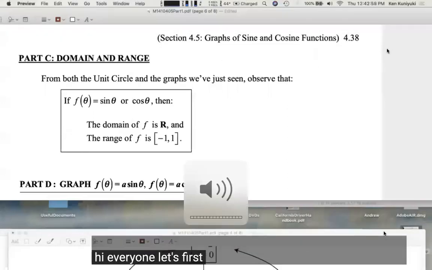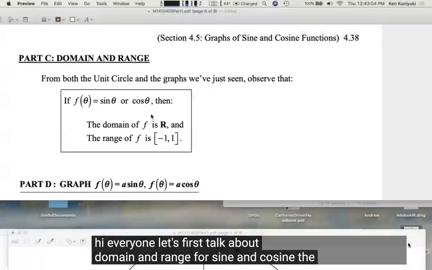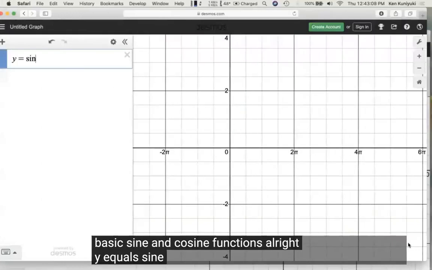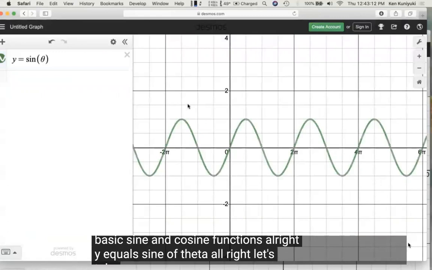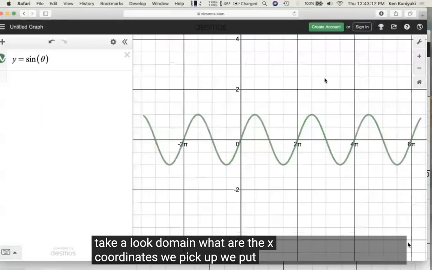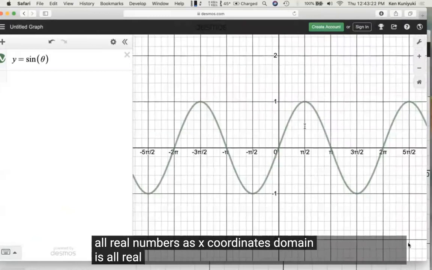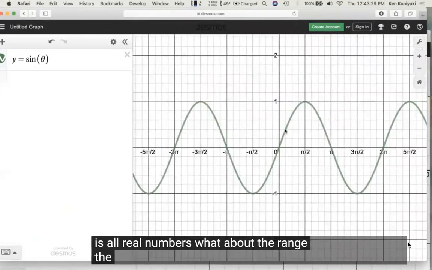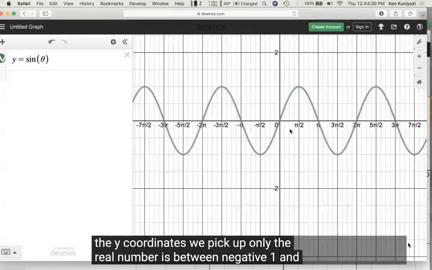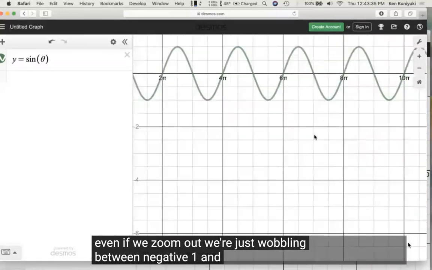Hi, everyone. Let's first talk about domain and range for sine and cosine, the basic sine and cosine functions. All right, y equals sine of theta. All right, let's take a look. Domain. What are the x coordinates we pick up? We pick up all real numbers as x coordinates. Domain is all real numbers. What about the range? The y coordinates we pick up? Only the real numbers between -1 and 1. Even if we zoom out, we're just wobbling between -1 and +1.